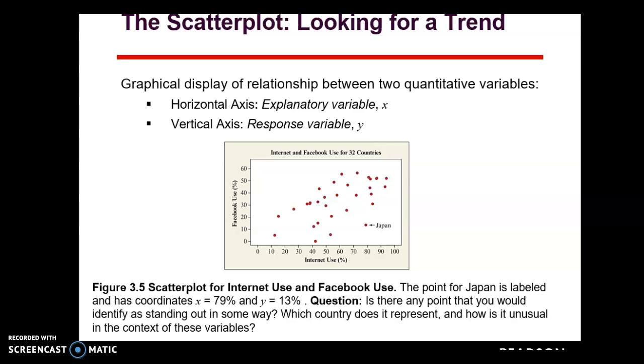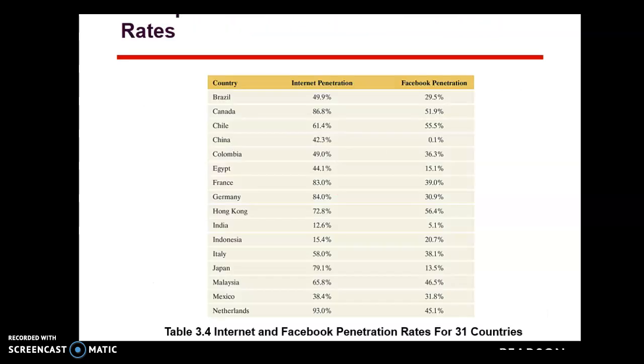So this has to do with Facebook use and internet use. So if you have more internet use, does it affect the Facebook use? And sometimes they call this penetration, like how much has penetrated the market. And they give you a table. Quite often these tables are accessible through StatLab.